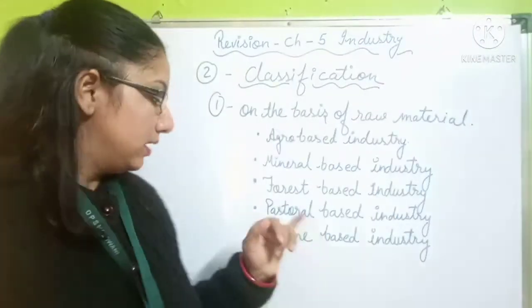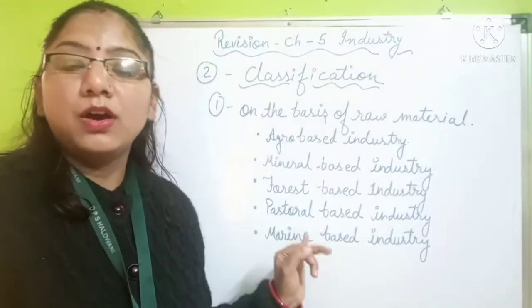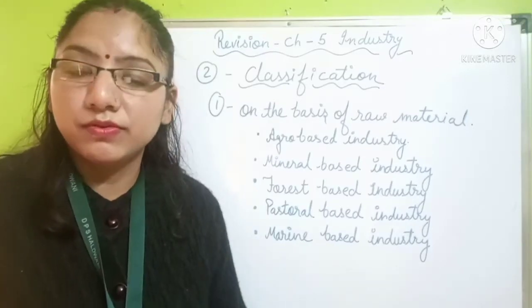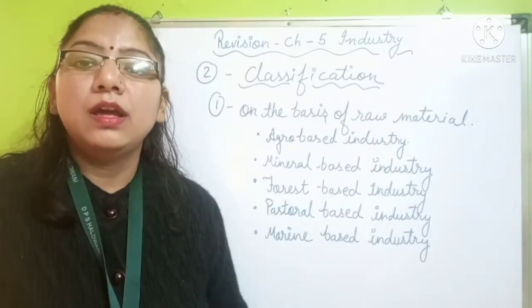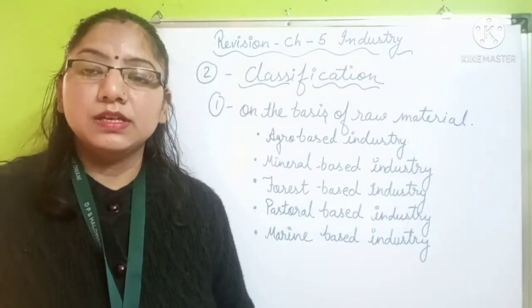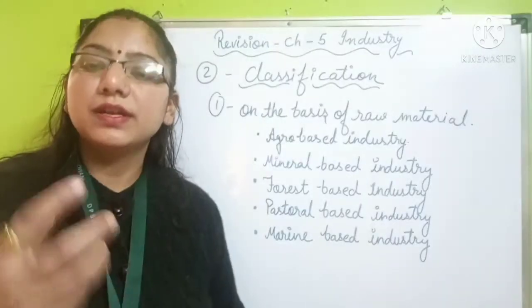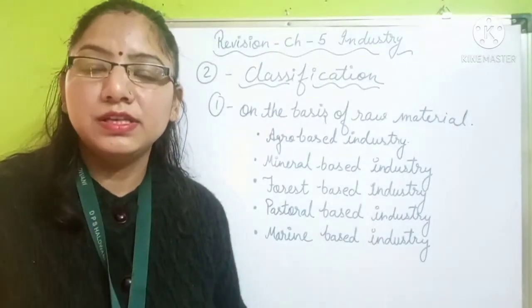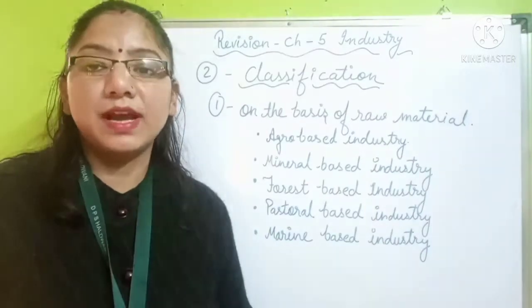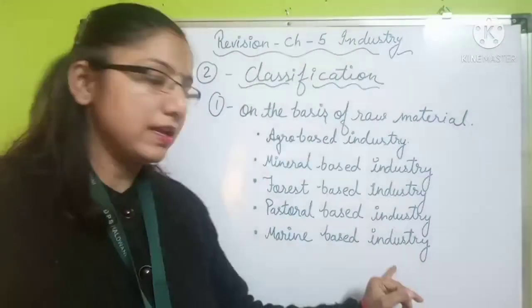Now next is the marine based industry. Marine means aqua life, or sea based or river based industry, in which we can include fisheries, fish oil, and many types of weeds we get from the sea. Not only fish, but many other seafoods and gems like pearl and coral we get from the sea. So that is also coming under the marine based industry.